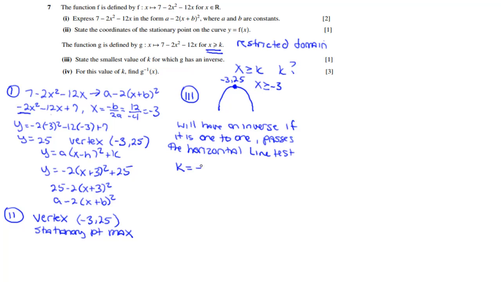If we go over here to the vertex, well, now that's the smallest possible x that it could be. So our x is going to be greater than or equal to negative 3. And keep in mind, the question wants to know what k is. K has got to be negative 3.